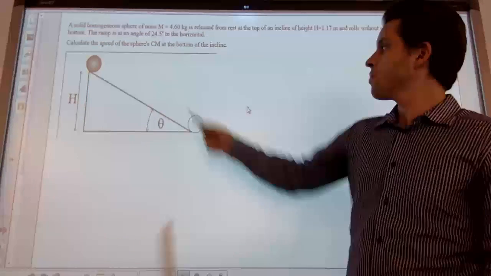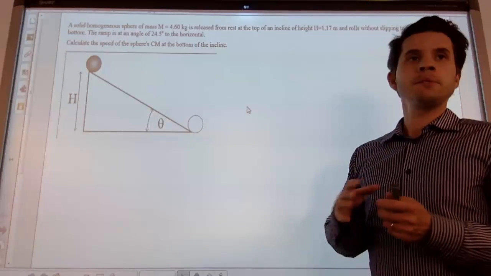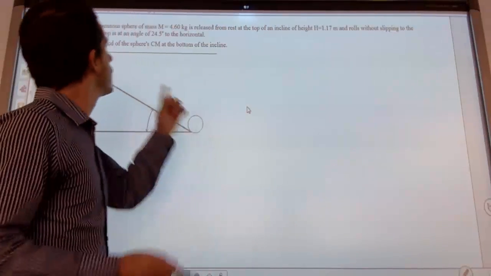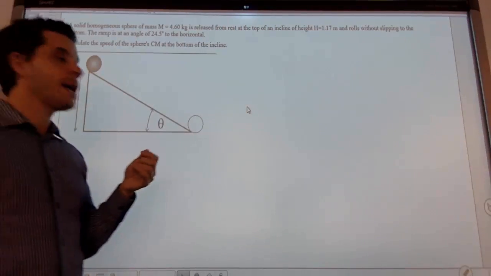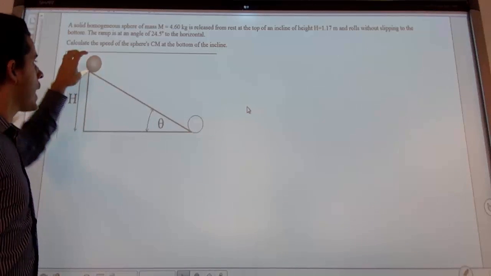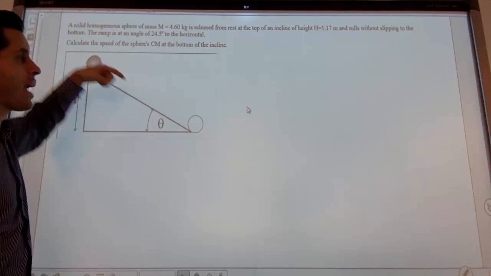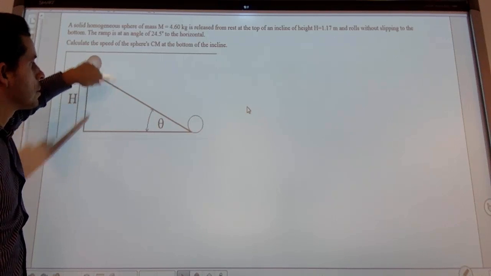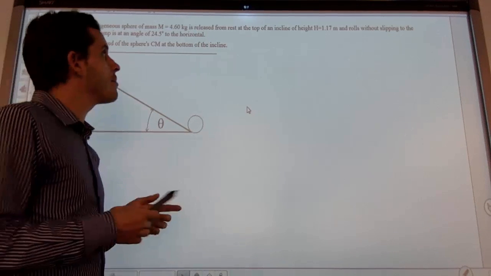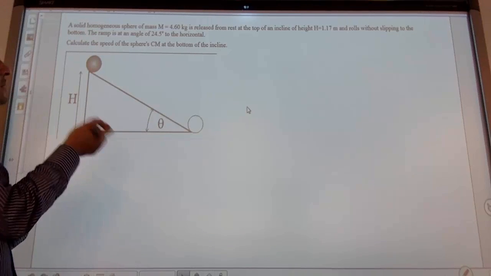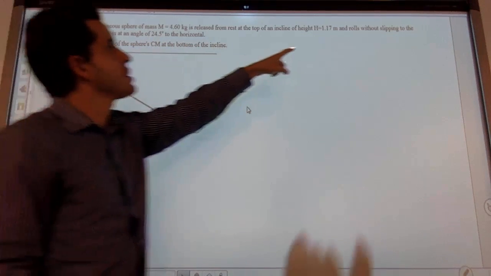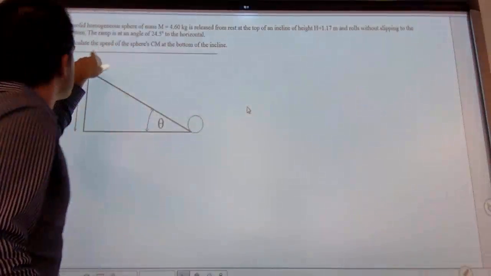So we have this ball rolling down. It's a simple energy problem, as long as you remember that when a ball is rolling, it has kinetic energy from the actual translation, the 1/2 mv squared kinetic energy, as well as the rotational kinetic energy, 1/2 I omega squared. So we start from conservation of energy. It rolls without slipping to the bottom.